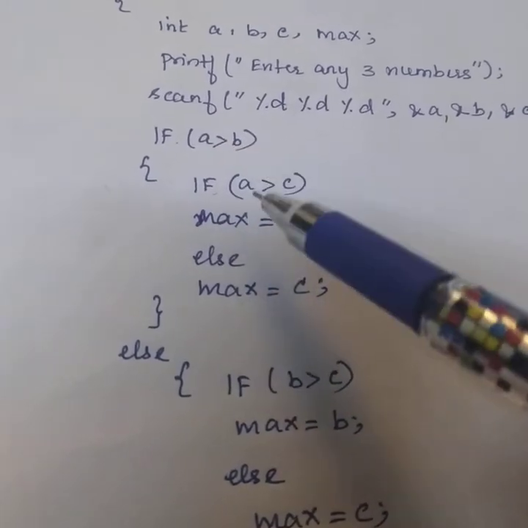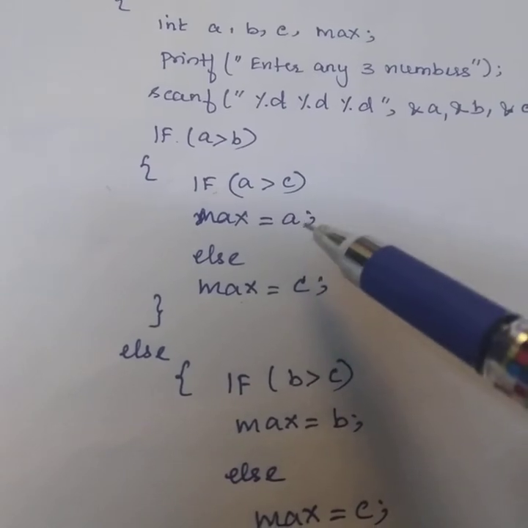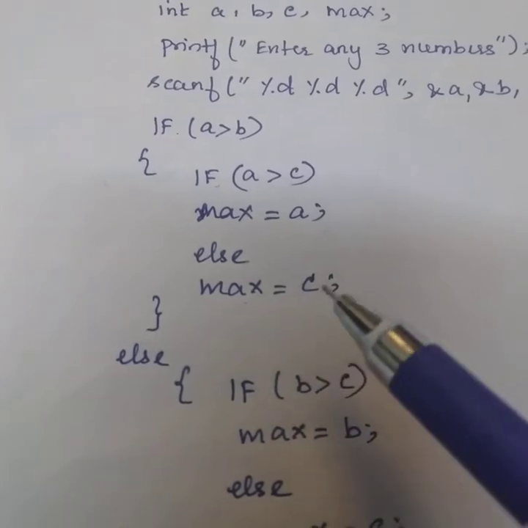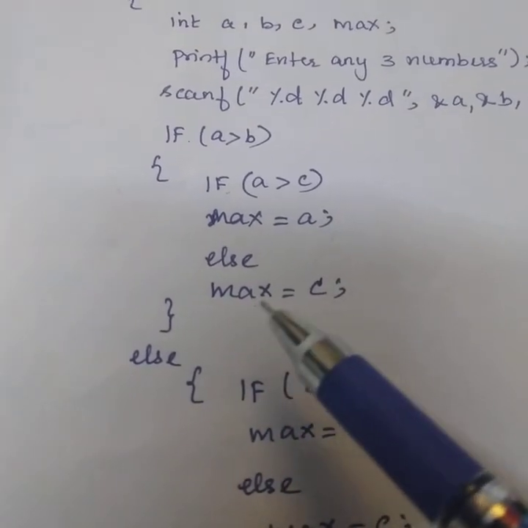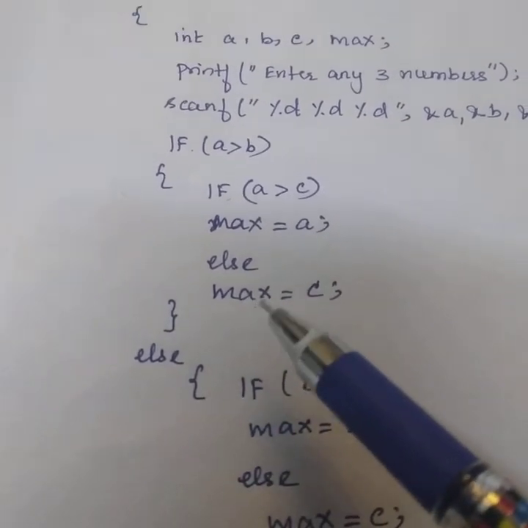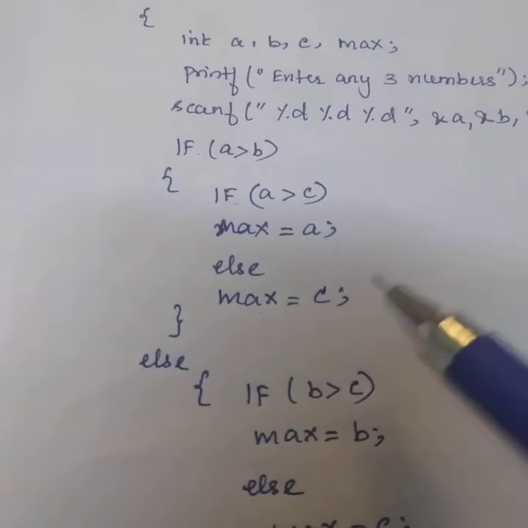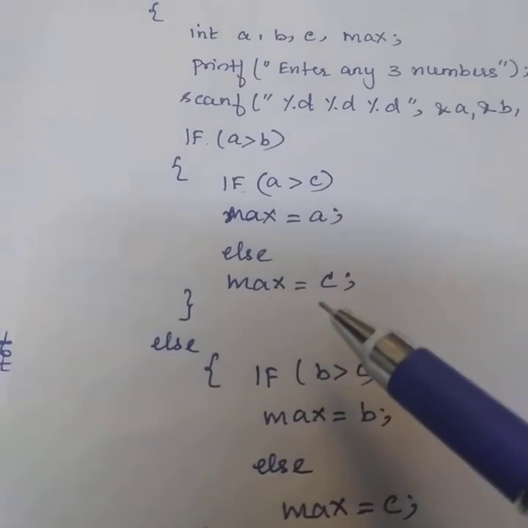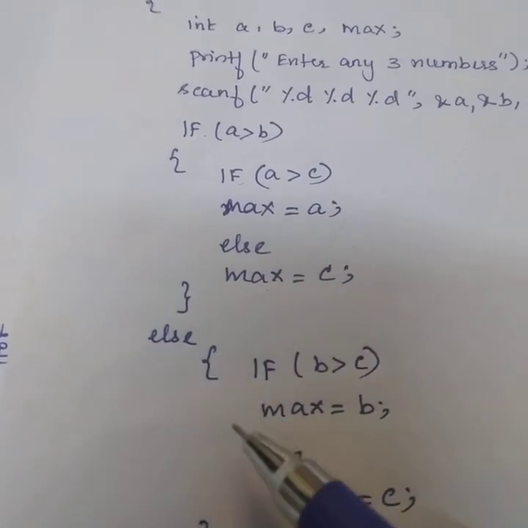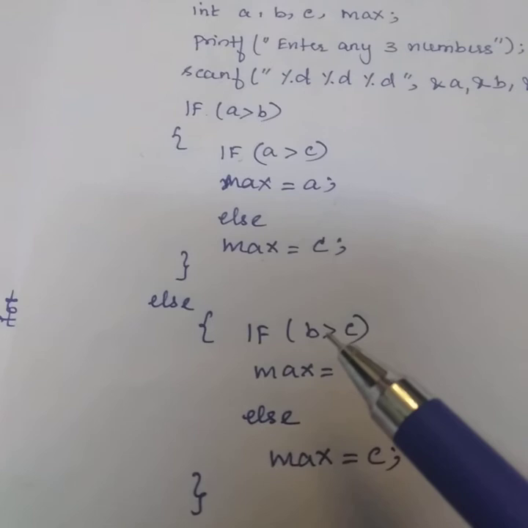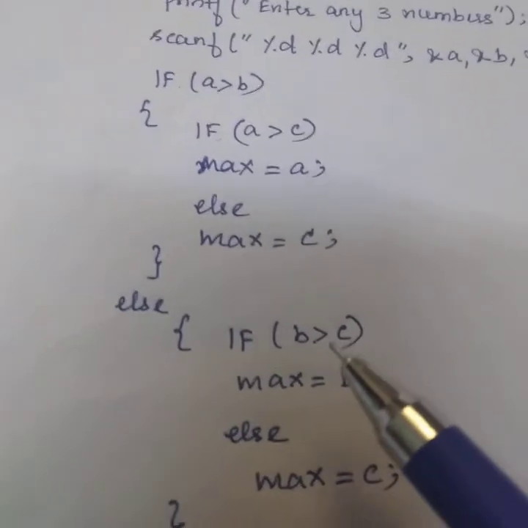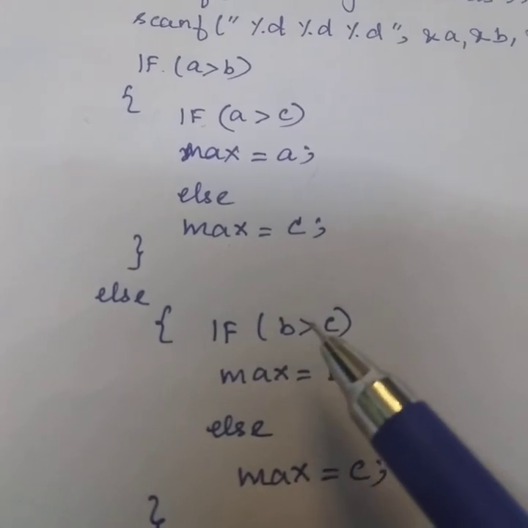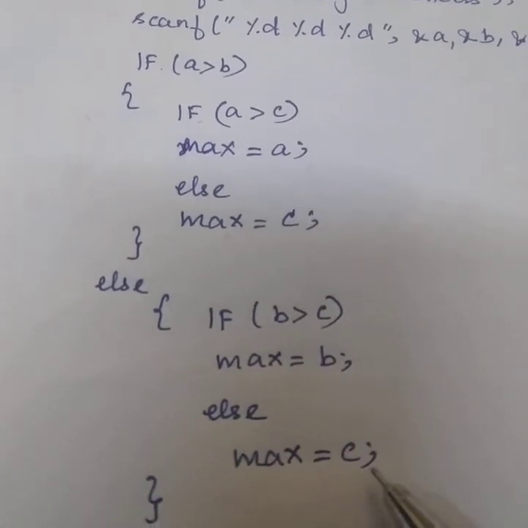If a greater than b and a greater than c, we can print a is bigger. Else, we can substitute c in max. It's an additional variable just to print which is largest among the three numbers. Then if this condition is not valid, the else part is checked. That is, we are going for the b variable, b and c. If b greater than c, this will be printed. If not, this else part will be printed.